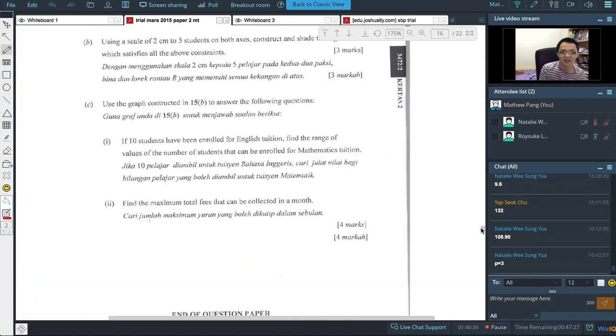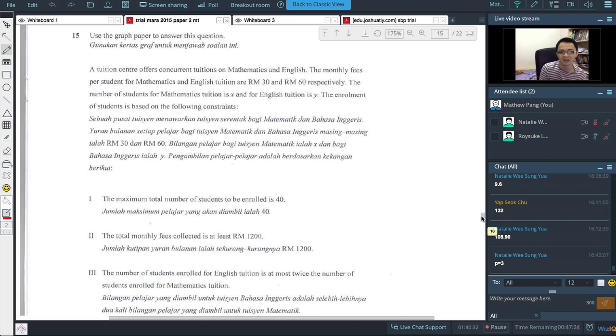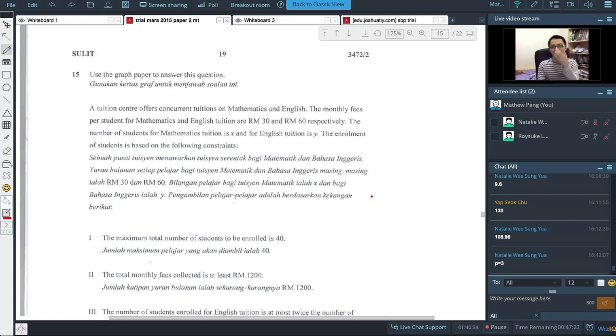And is this the last question? Good. This is the last question. Linear programming. For this last question, same thing. You need to find three inequalities first. Over here, a tuition center offers concurrent tuition in math and English. The monthly fee for math is 30 ringgit and for English will be 60 ringgit. Respectively, the number of students for math will be X, for English will be Y.